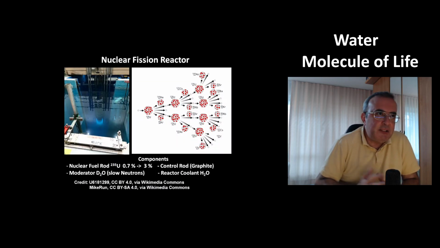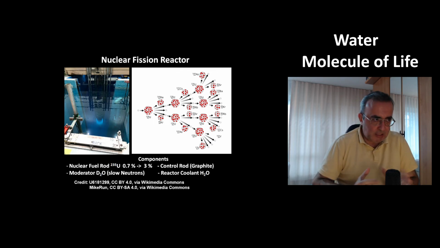This is what you need D2O for in the nuclear fission reactor. It has 4 components. You need the nuclear fuel rod. It contains uranium-235, but you can't use mined uranium directly because it has only 0.7% of this isotope. You need a concentration process to increase the concentration to at least 3%.